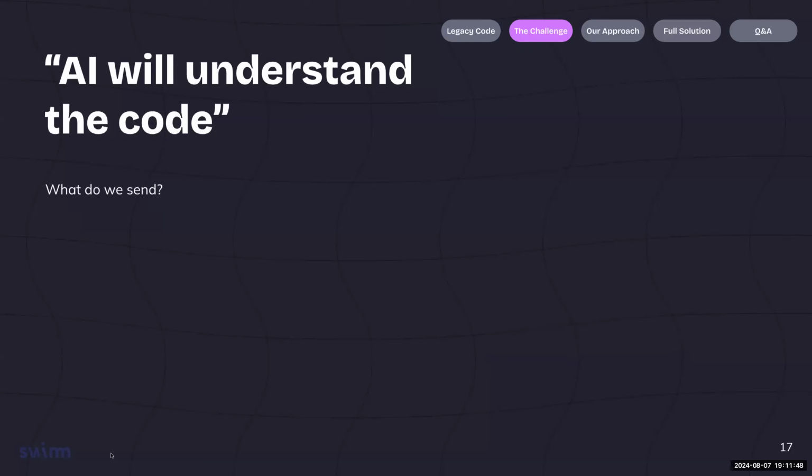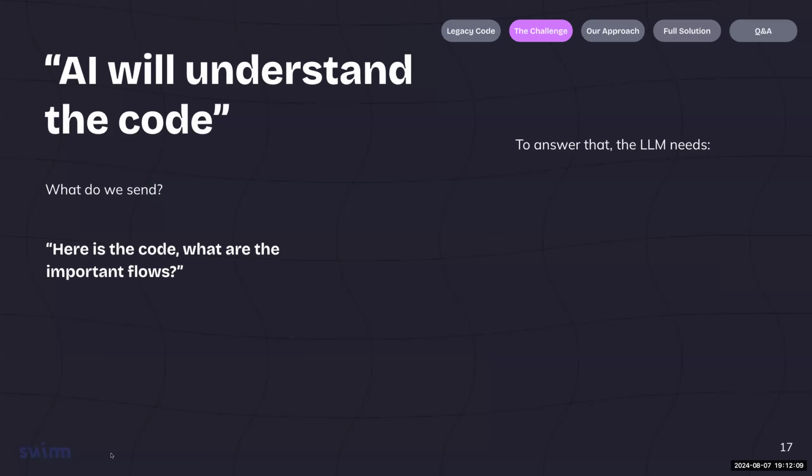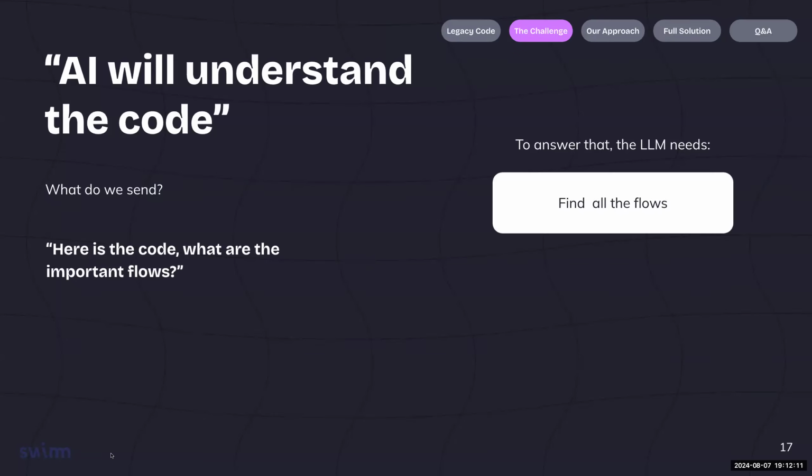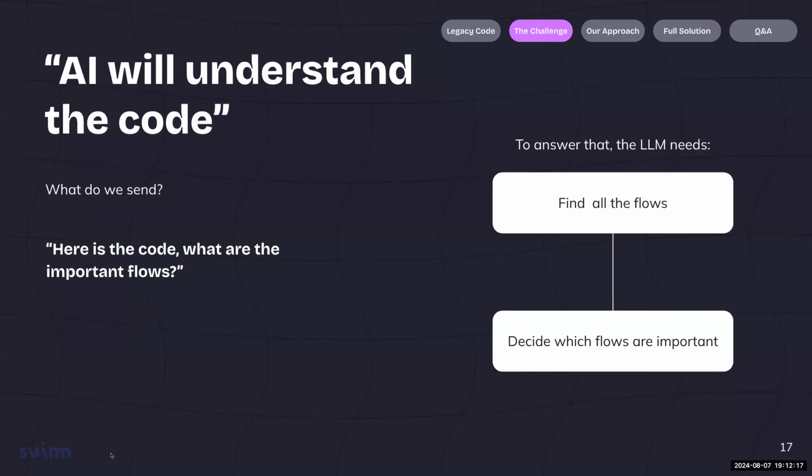So logically, what do we send to the LLM? If you work with LLMs, you know, it's a query response model, right? You ask a question or send a prompt, you get a response. So do we send like, here is the code, what are the important flows? That's not really a question that LLMs are adept at answering. And to answer that, the LLM would need to do basically two things. First, to find all the flows in the code. And second, decide which flows are important and which are not as important, at least. So how would the LLM do that, or how would anyone else do that?